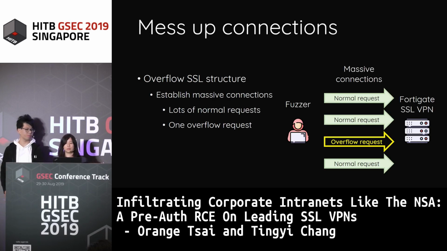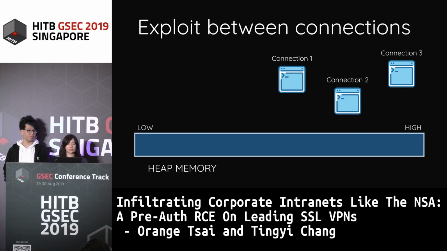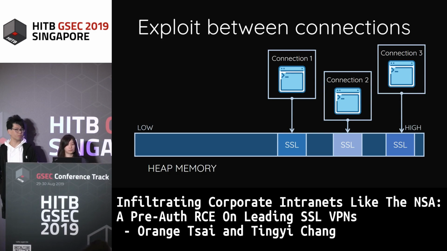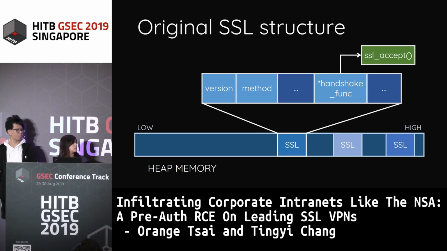We cannot arrange the heap in a single connection, but we can mess up the connections and spray the SSL structures. In this way, we can overflow the SSL structures easily. So we send lots of normal requests and attack the server with an overflow request in the meantime. For example, here we build three connections. So the program allocates 3 SSL structures on the heap. And the SSL structure is like this. Some basic information and the function table. And the function pointer is now pointing to SSL accept.